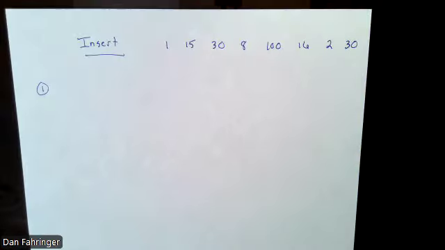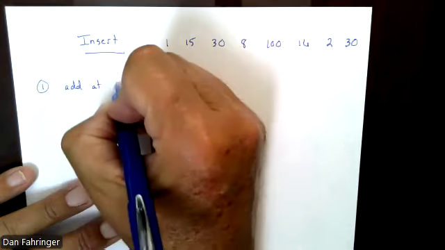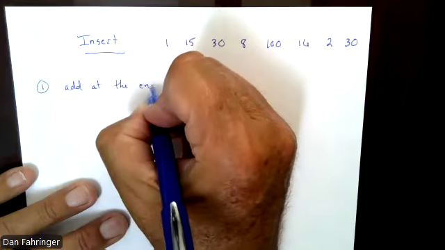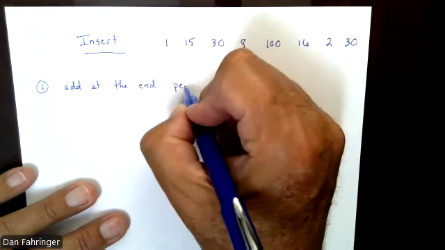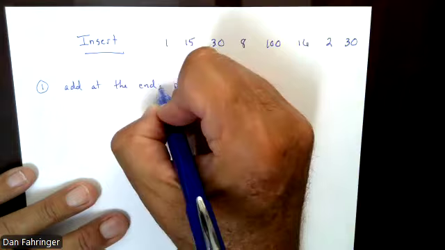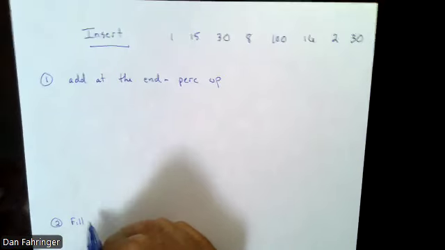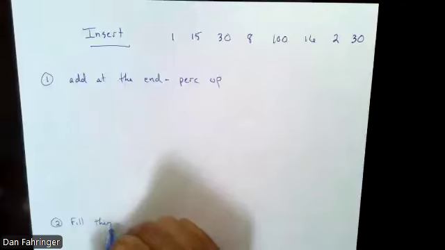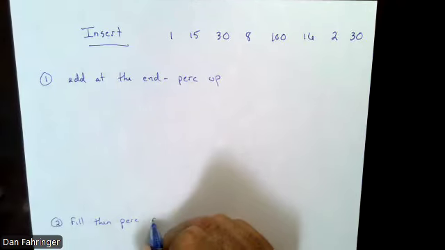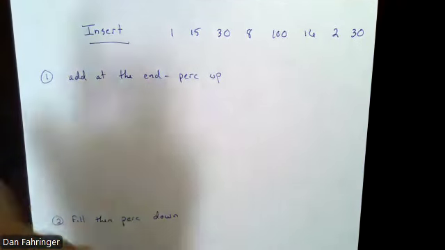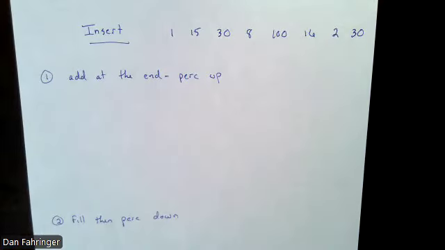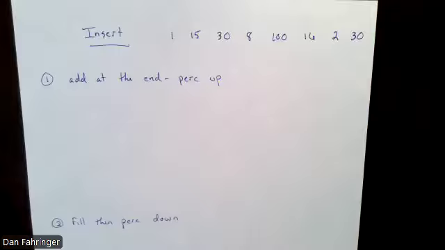So the first method was insert or add at the end and perk up. Second method was fill, then perk down. I'm going to give you a minute. I'm going to pause. Add to the end and percolate up.